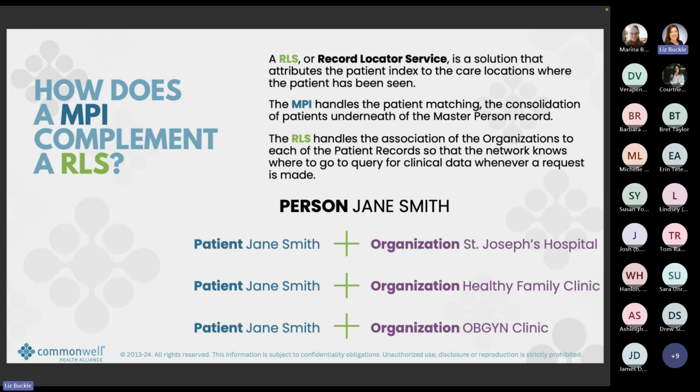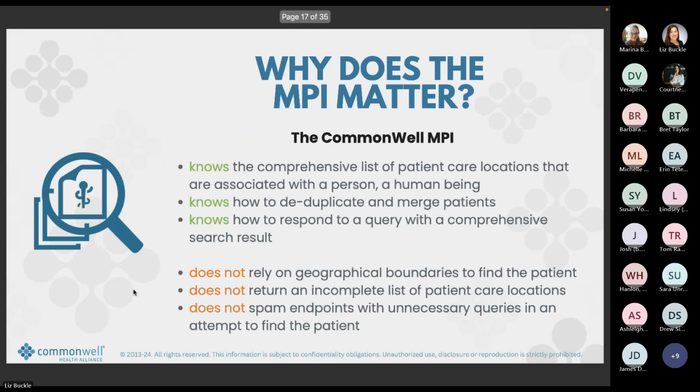And so you can start to see where these puzzle pieces begin to fit together, where then, when an organization wants to make a query for Liz Buckle to the network, we can very easily say, I know all of the care locations where Liz has been seen, and I can go and query all of those on your behalf and return the data very seamlessly and efficiently.